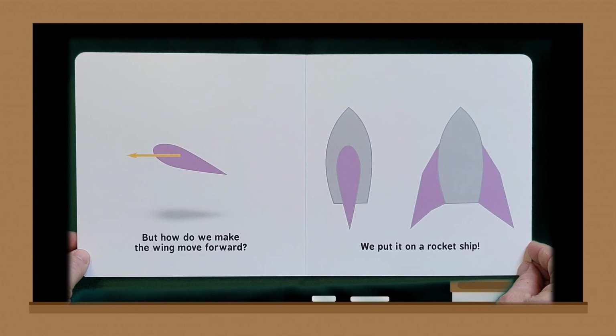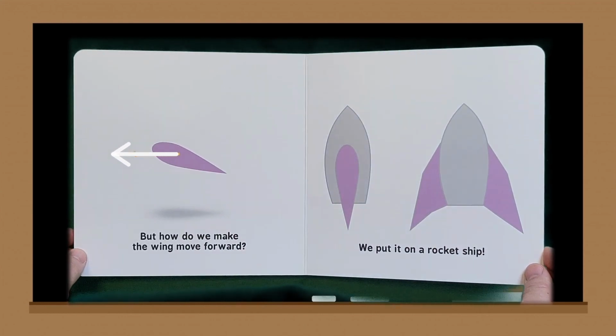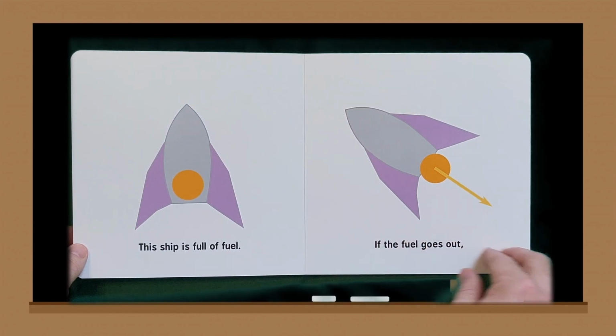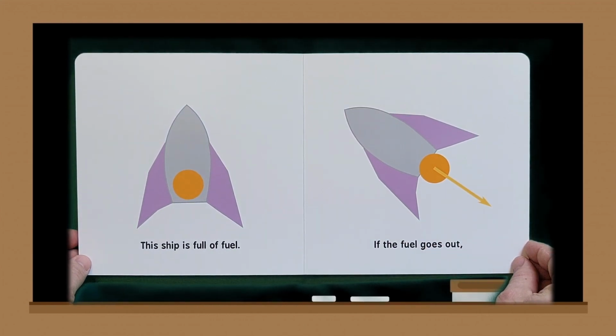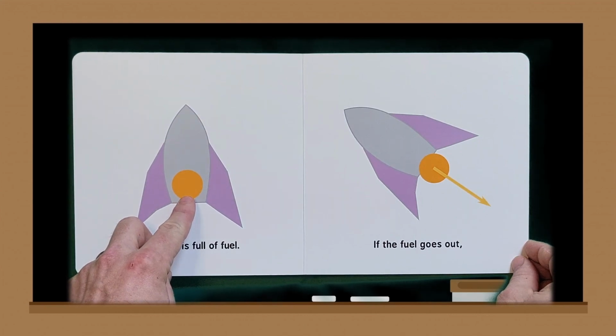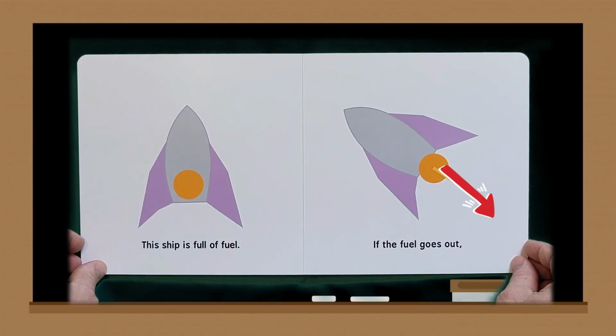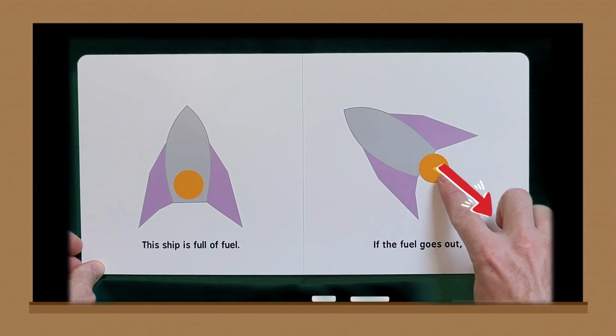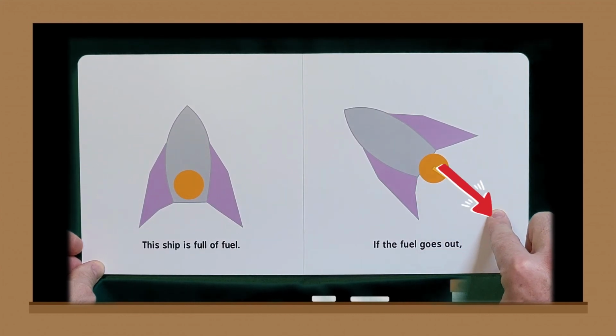But how do we make the wing move forward? We put it on a rocket ship. This ship is full of fuel. See all the fuel in the rocket ship? If the fuel goes out, see the fuel showing that it's going out?